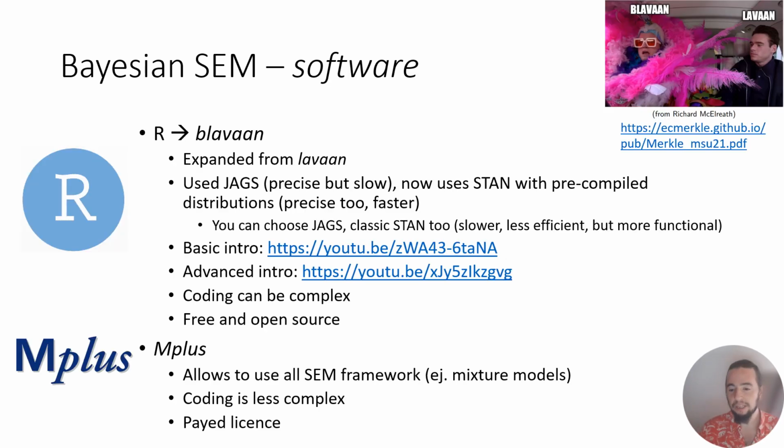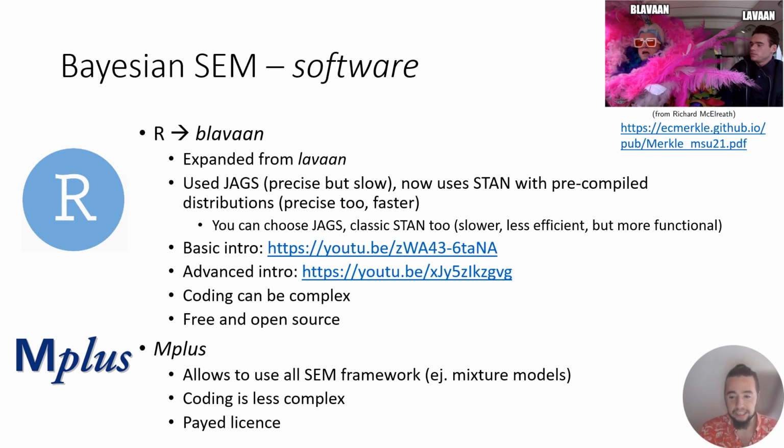So how can we do these models? How can we compute them? So the main software I recommend is blavaan. It's a package in R that is the Bayesian expansion of lavaan. And it used to be JAGS based, but now it's using Stan. And either way, it leaves you the freedom to choose whatever you want. There are plenty of materials from the maintainer, Ed Merkle, with YouTube videos with tutorials and also plenty of documentation. So I highly recommend blavaan. It's very useful, very exhaustive and comprehensive. However, the coding can be complex if you're not familiar with SEM or with Bayesian inference. And another great thing is that it is free and open source.